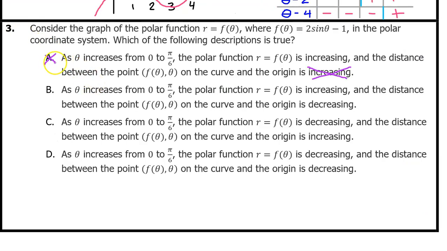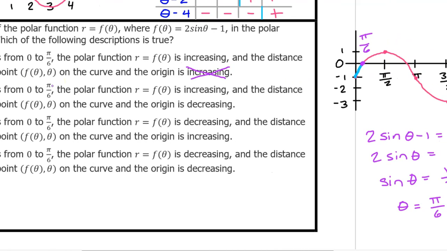So option A is not the answer. Option B says the r value is increasing, while the distance from the origin is decreasing. Well, that's exactly what we saw. So I'm going to go ahead and circle that the answer is B.